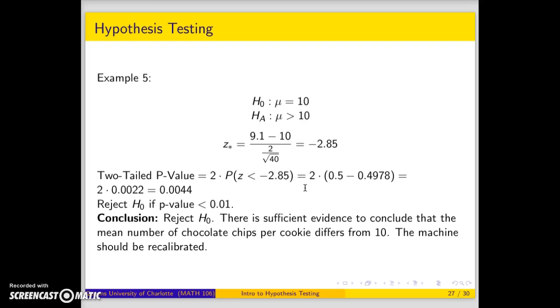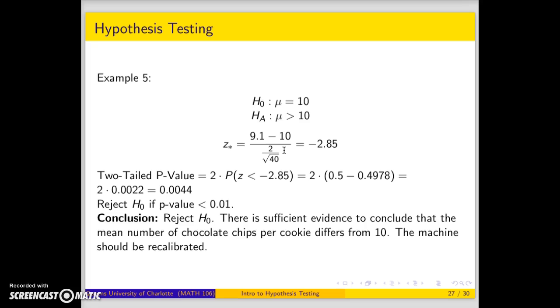Plugging into the z-test statistic formula again, our sample mean is 9.1 minus our hypothesis value, 10, divided by our sigma, which is 2, over the square root of the sample size, which is 40. This gives us our z-statistic of negative 2.85.